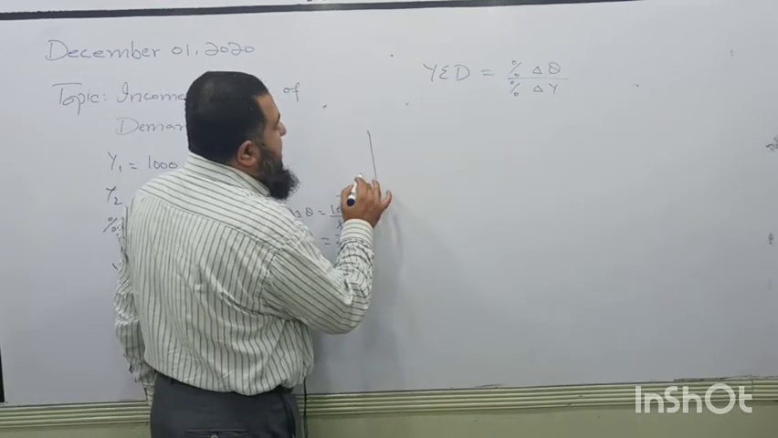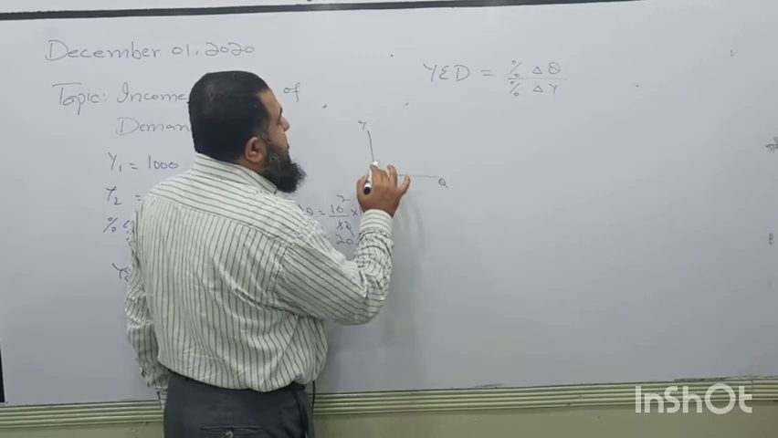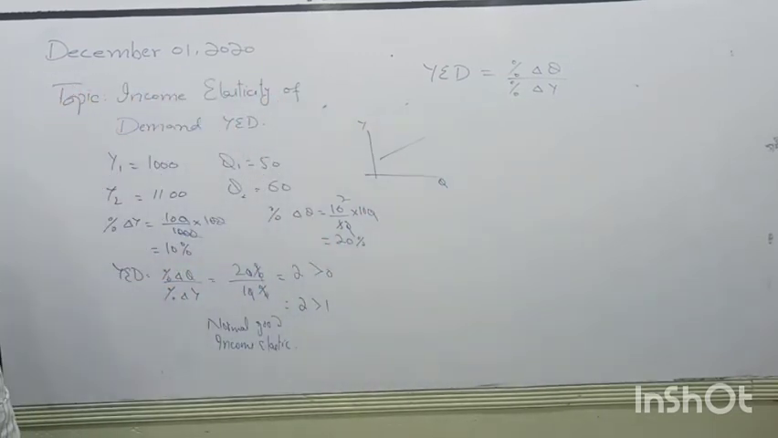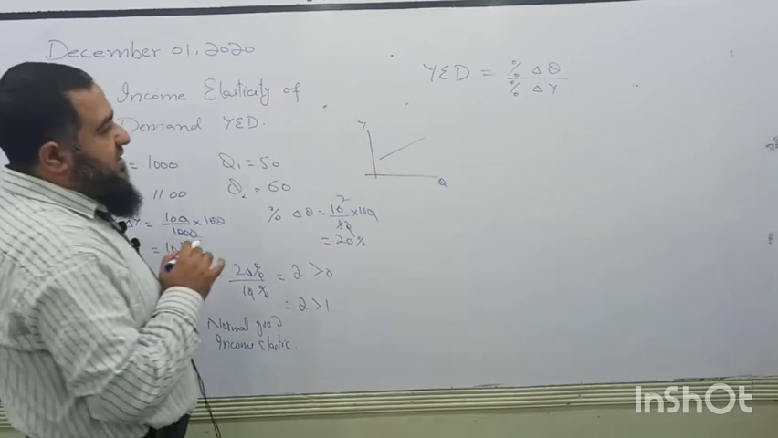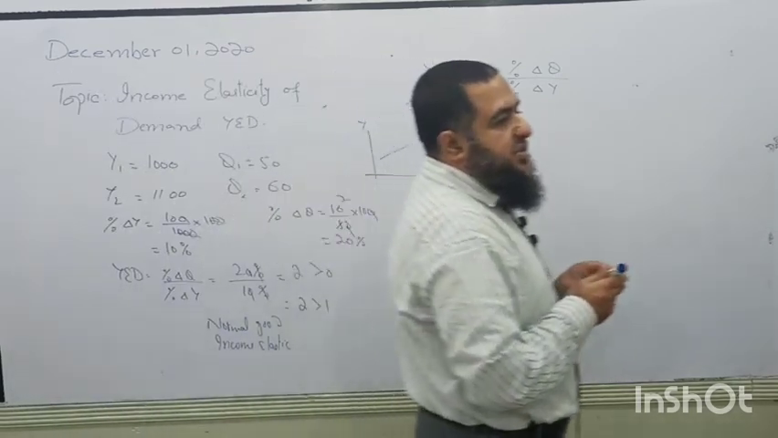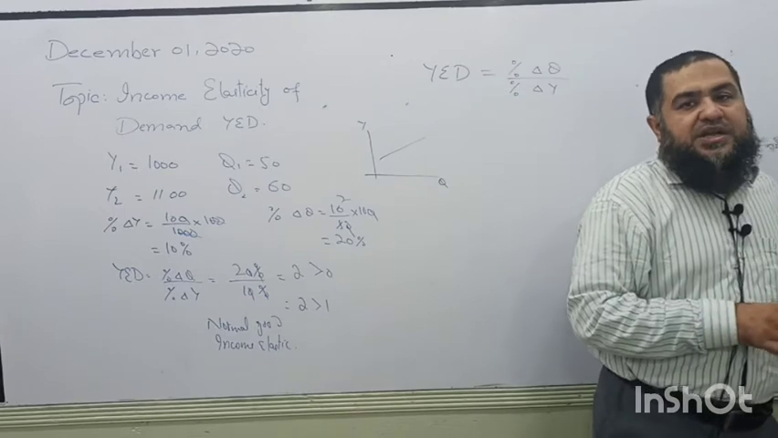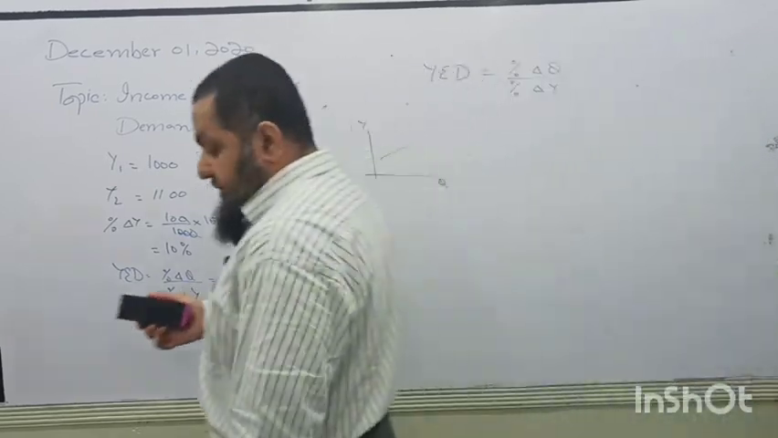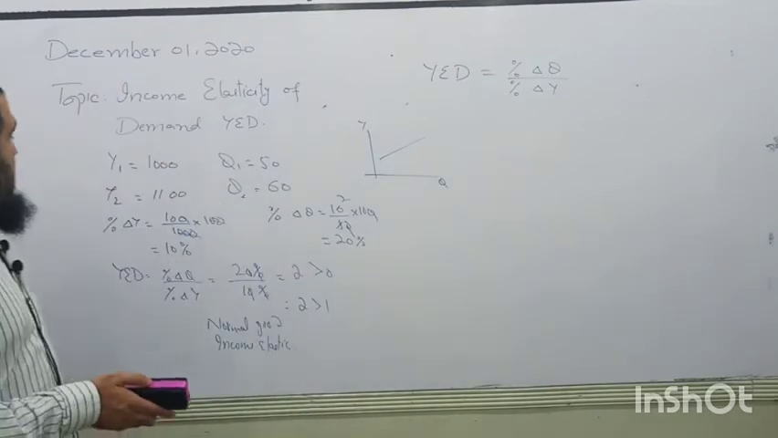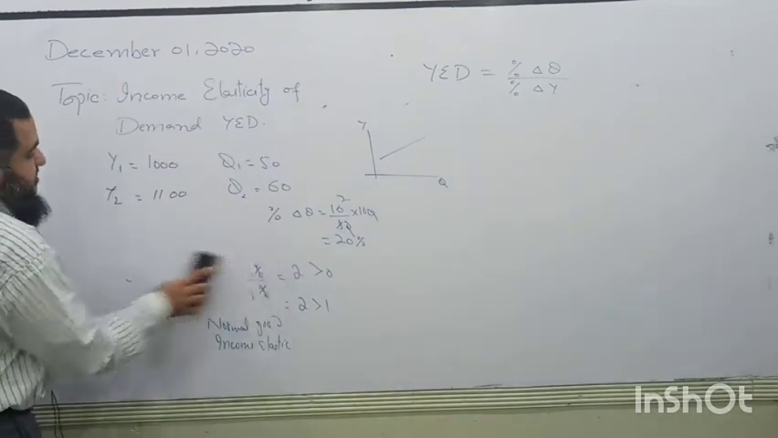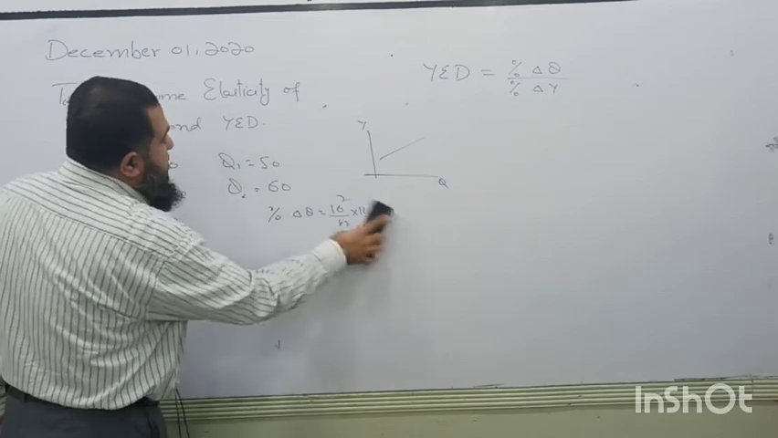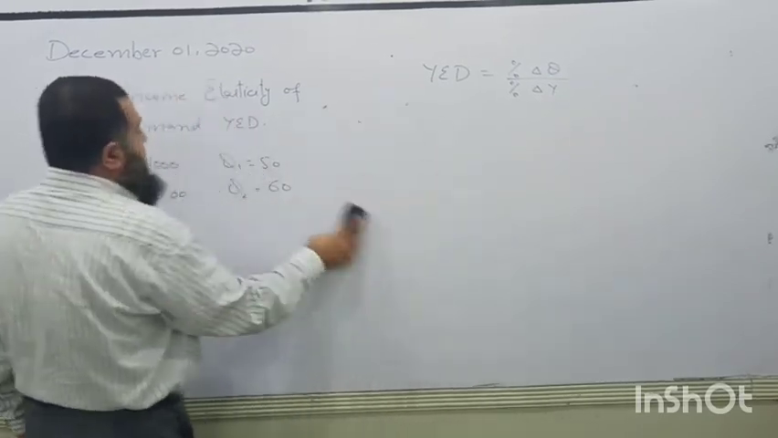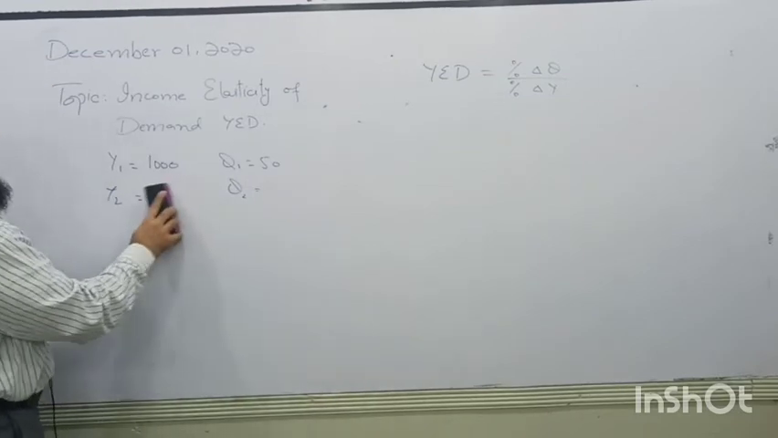So can I write its graph like this? It is a flatter line, not a steeper one. It is an income elastic product. As income is increasing, its demand is going to increase by a greater proportion than the change in income. Now come towards another commodity which is going to have another income elasticity of demand.